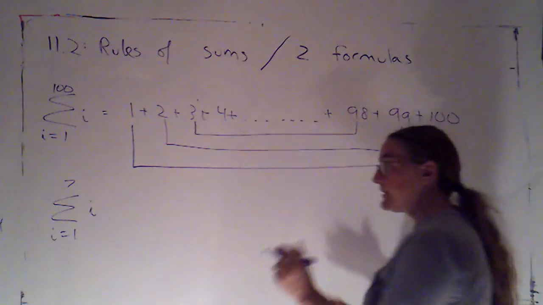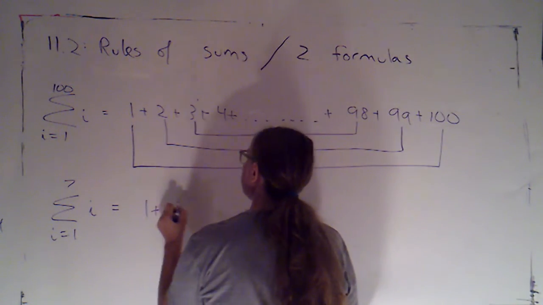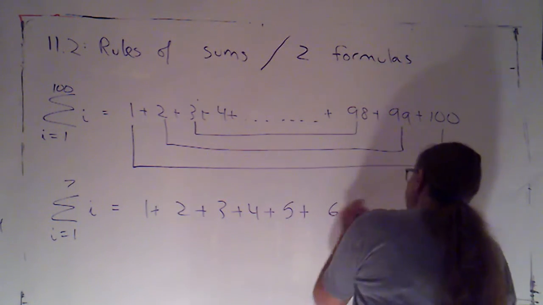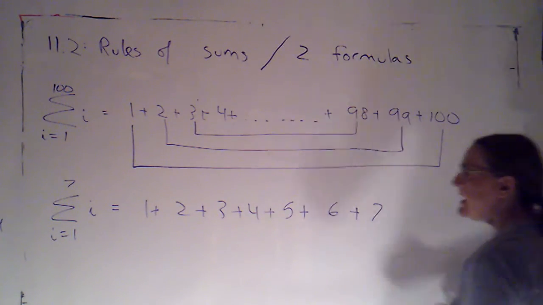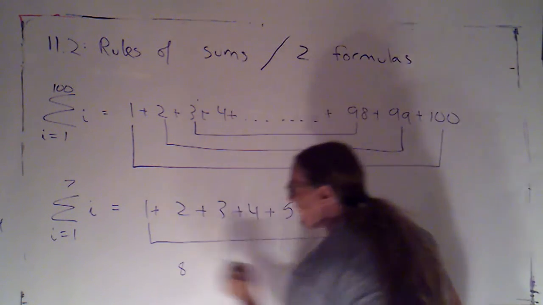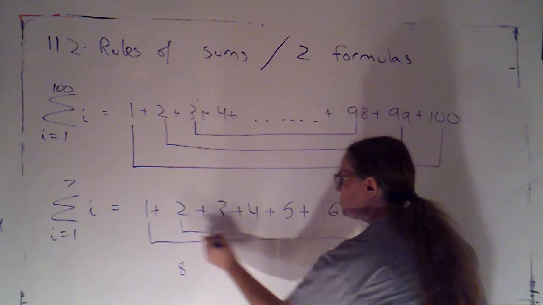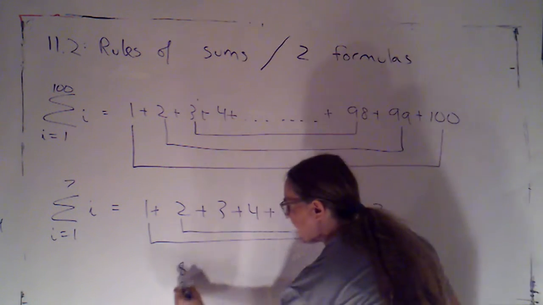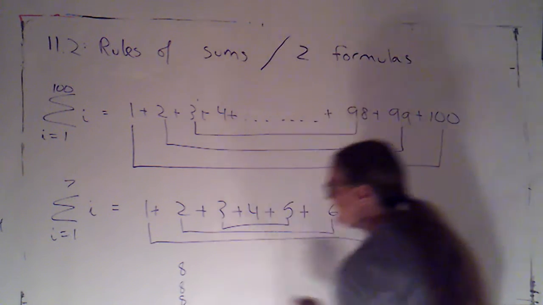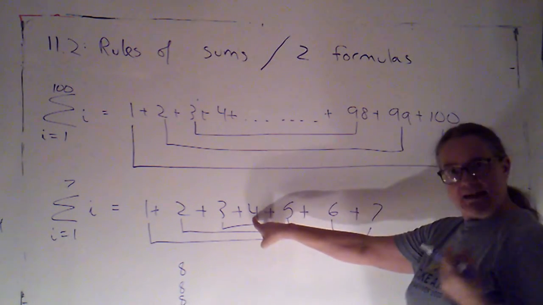Let's just suppose I was doing the sum as i goes from 1 to 7 of i, so that I've got an odd number of terms. So that would be 1 plus 2 plus 3 plus 4 plus 5 plus 6 plus 7. Now if I do the same thing, 1 plus 7 is going to give me 8. 2 plus 6 is going to give me 8. 3 plus 5 is going to give me 8. Now 4 didn't have a partner.